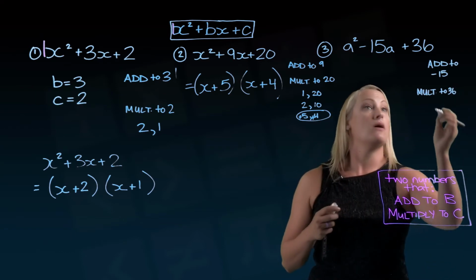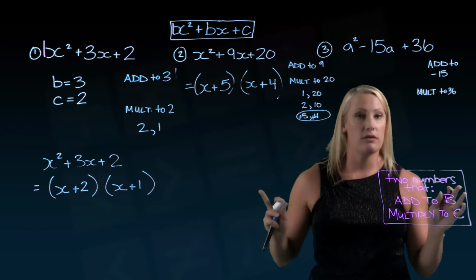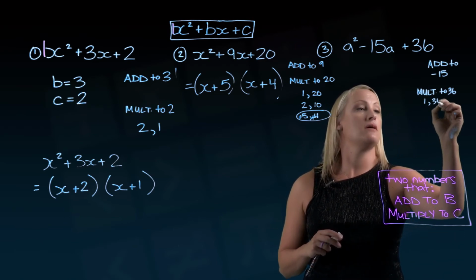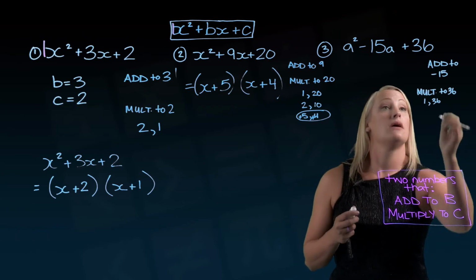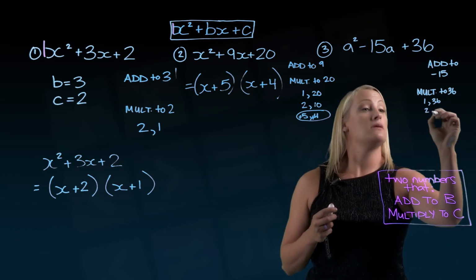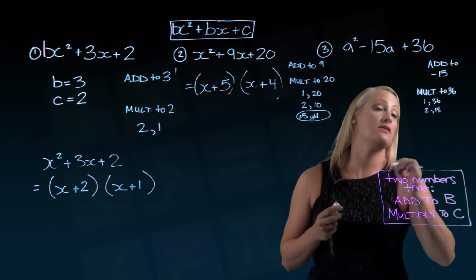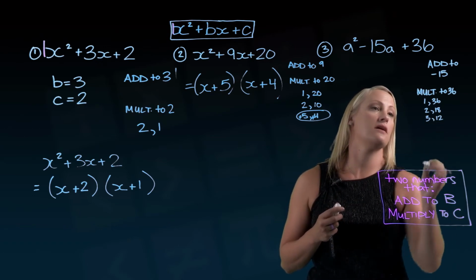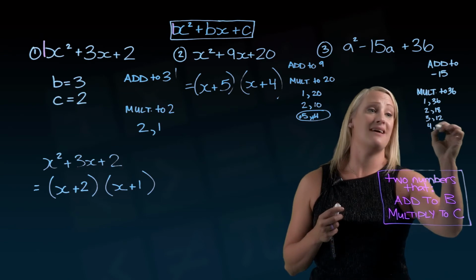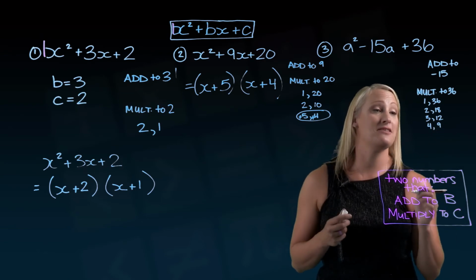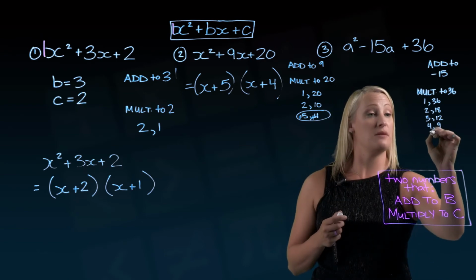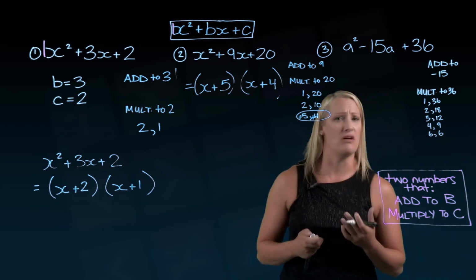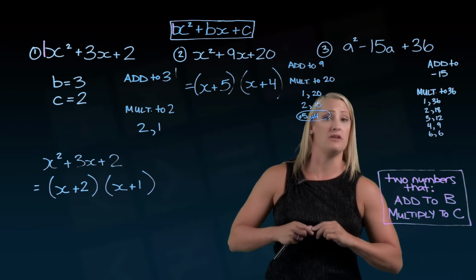Okay, so I'm going to deal first with multiplying. So 1 times 36, that would be 36. 2 times 18, that's 36. 3 times 12 is 36. 4 times 9, there's a lot of them here, is 36. 5 won't, but 6 times 6 is 36. I think that's all of the ways that we can multiply to 36.